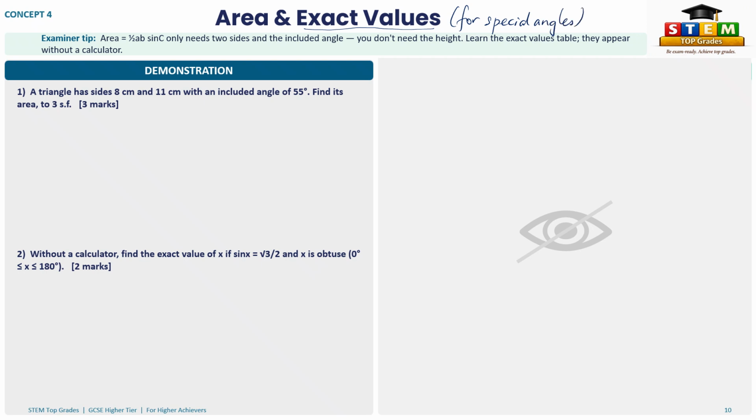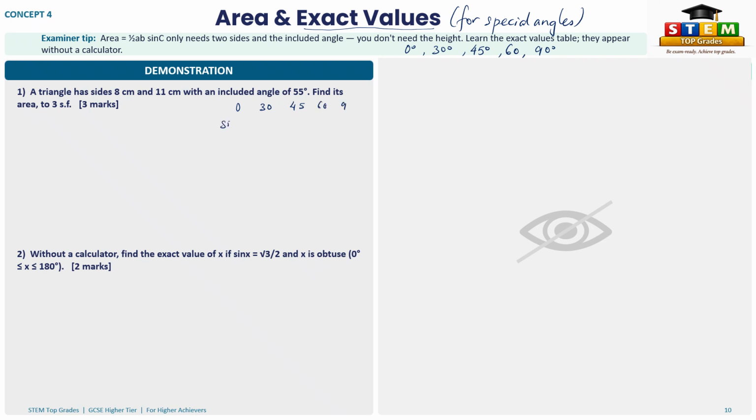Special angles. In that case, when you have special angles, we're referring to angles like 0 degrees, 30 degrees, 45 degrees, 60 degrees, and 90 degrees. So how does that work? I'm going to write it here: 0, 30, 45, 60, and 90.